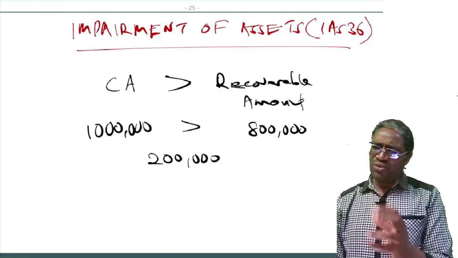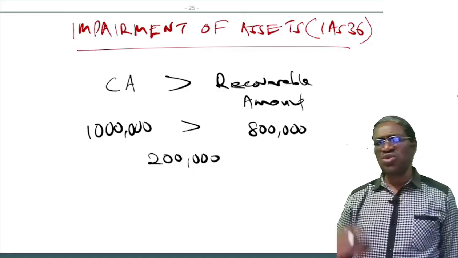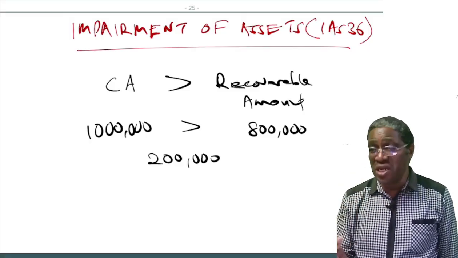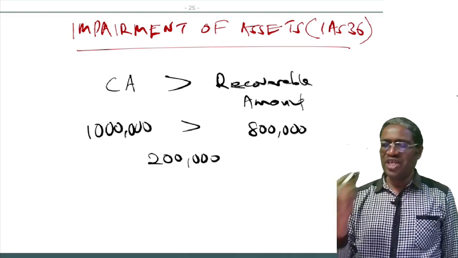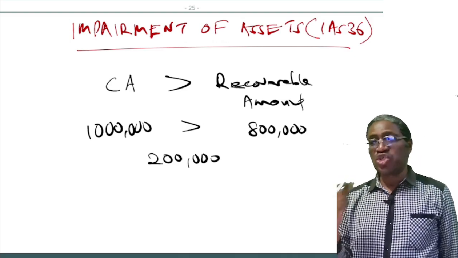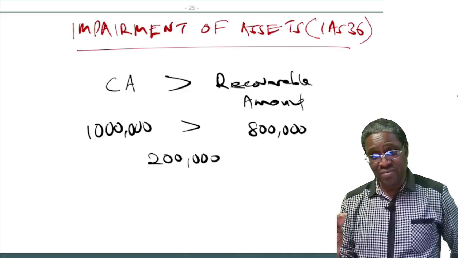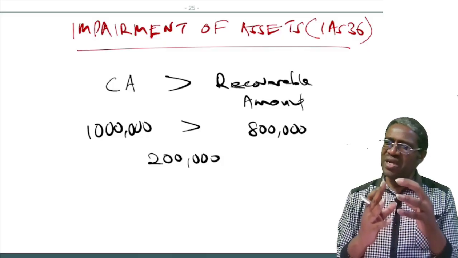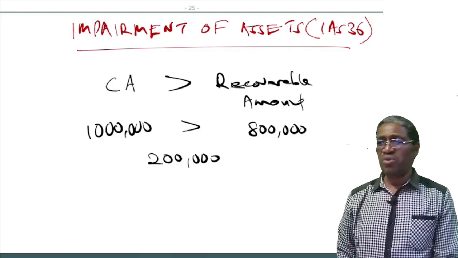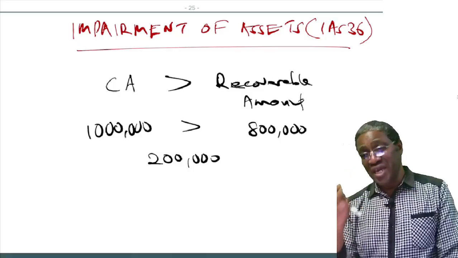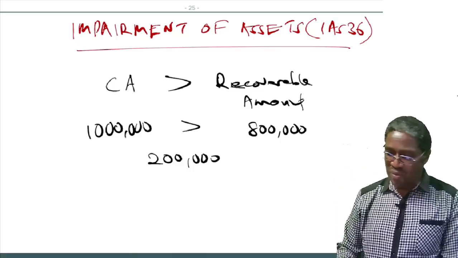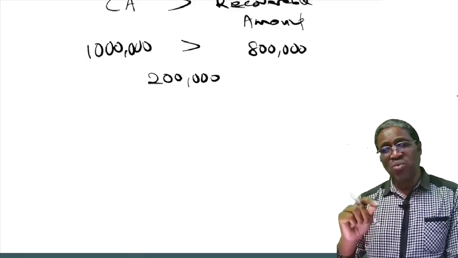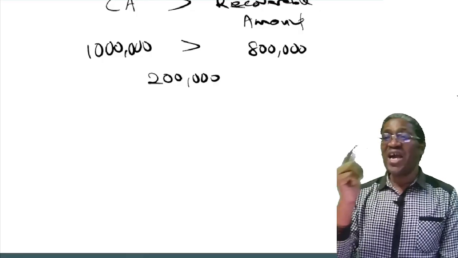So it means therefore that this asset appears in your books at a higher value than necessary. In your books it has a carrying amount of 1 million, but in principle it should have a value of 800,000. So we need to reduce the value of this asset by 200,000 from 1 million to make it 800,000, which is the recoverable amount. How do you write off this 200,000? This 200,000 will be considered as a loss against the profit.